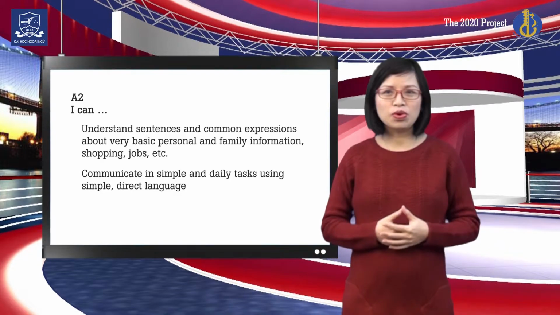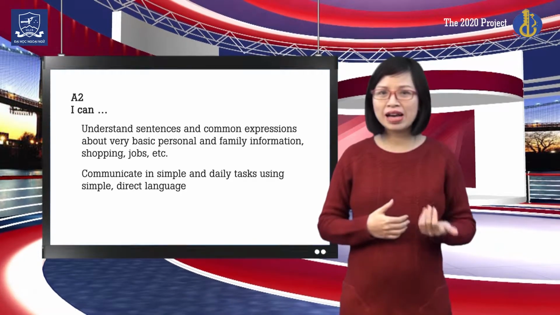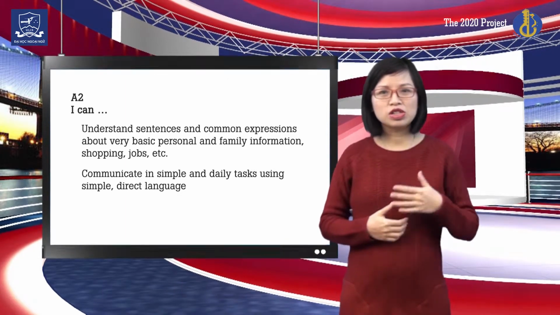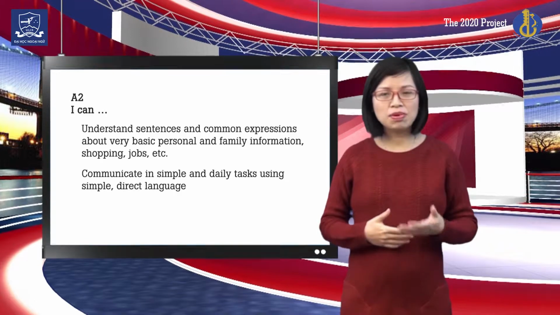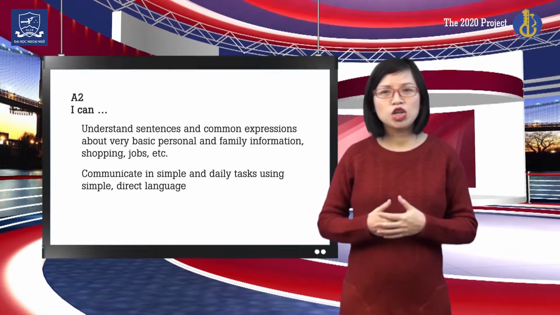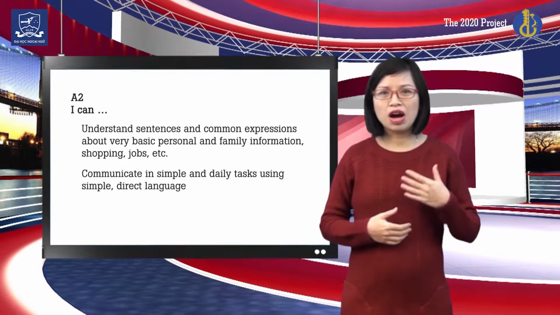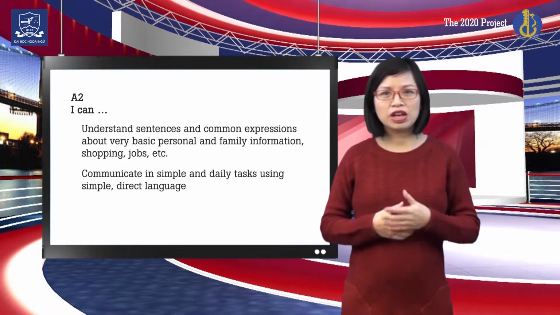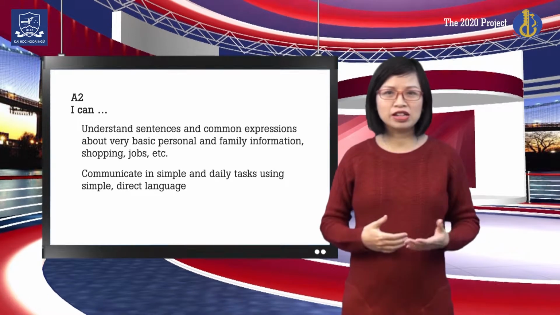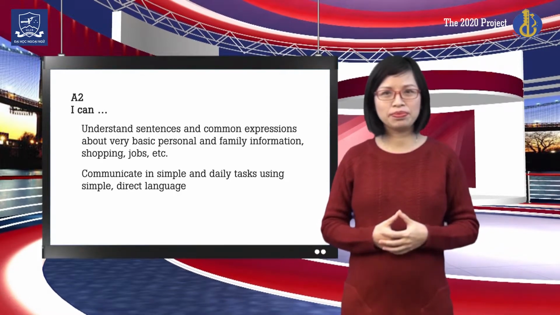At A2 level, you can talk about the things around you and talk about your past, your present, and future. For example, you can describe your family, the job, and hobby. You can order food, you can go shopping, use public transport, describe animals, people, and everyday objects. And you can also talk about events in a short and simple way.